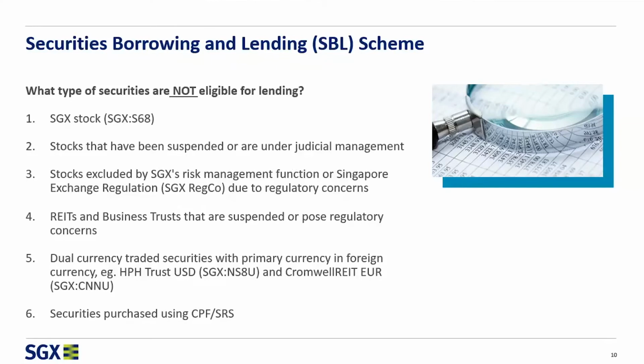Next, we have stocks that are excluded by the SGX risk management function due to regulatory concerns. So this is almost the same as those that are suspended. These stocks that have regulatory concerns may be suspended as well, but they may not be. But once there are regulatory concerns, these stocks are not eligible for lending. Next, we have REITs and business trusts that have been suspended or pose regulatory concerns, which is similar to the last 2 points. And we also have dual currency securities that have the primary listing in foreign currency.